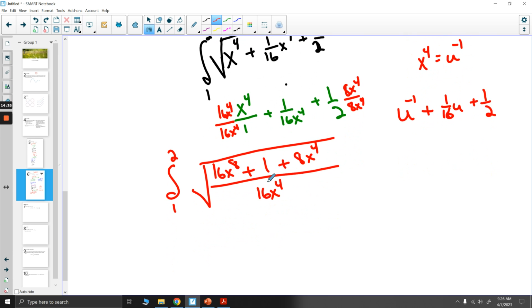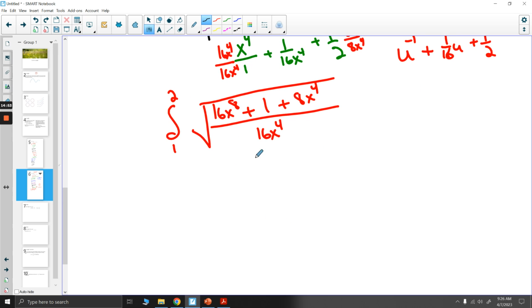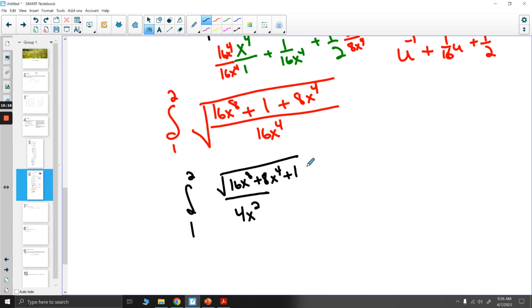Now this is starting to look a lot better for me. First of all, x to the 4th and x to the 8th, that is a square to just a 1. Like if x to the 4th was our u, then this would be a u squared. That's better. This thing here is a perfect square, so we can pull it out at least. The square root of the whole is the square root of the top over the square root of the bottom. The square root of 16 is 4. Square root of x to the fourth is x squared. So that's out of the square root. Now we have the square root of, I'm going to write it in this form, 16x to the 8th plus 8x to the fourth plus 1.